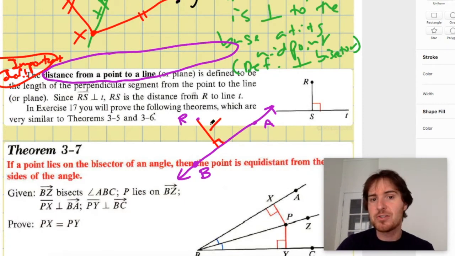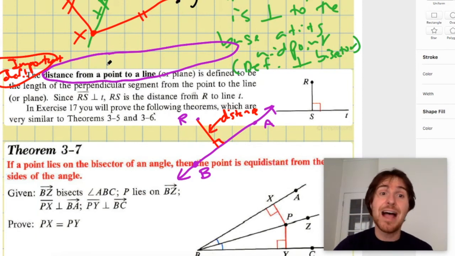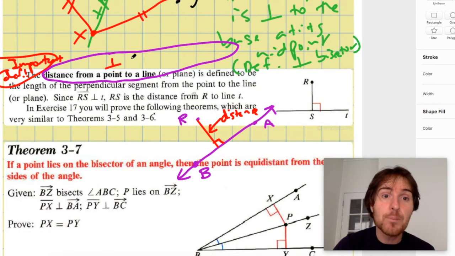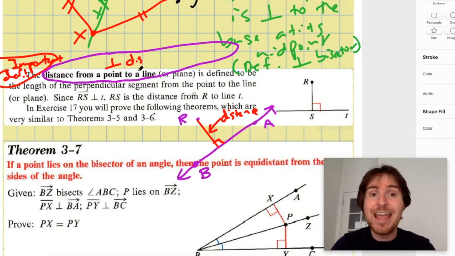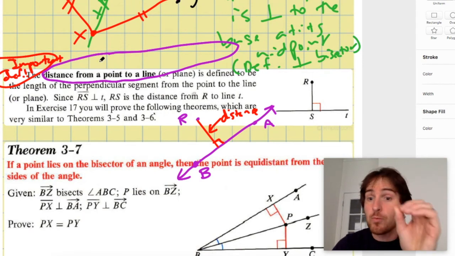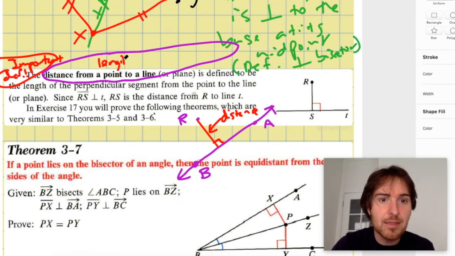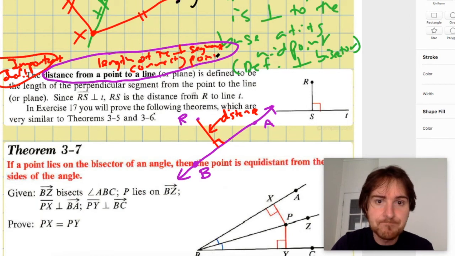The perpendicular segment is the distance from a point to a line, or a line segment, right? Line segment or a line here, okay? So the distance from a point to a line is defined as the perpendicular distance, the length of the perpendicular. Let me write this down. The length of the perpendicular segment connecting the point and line.